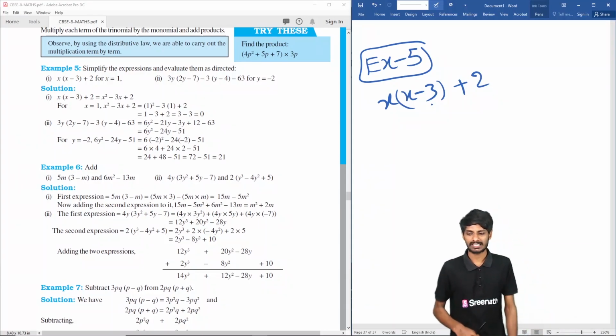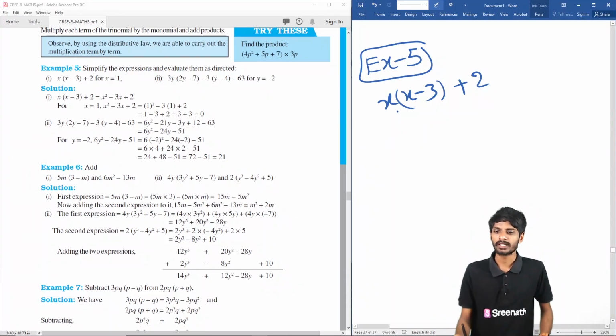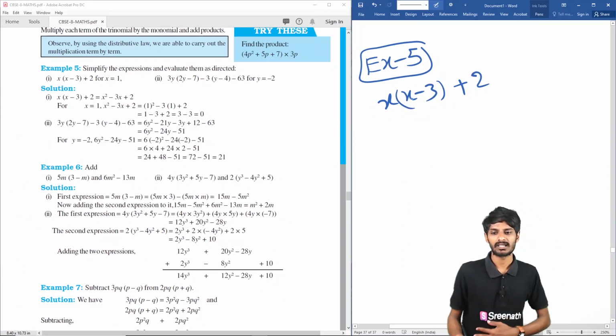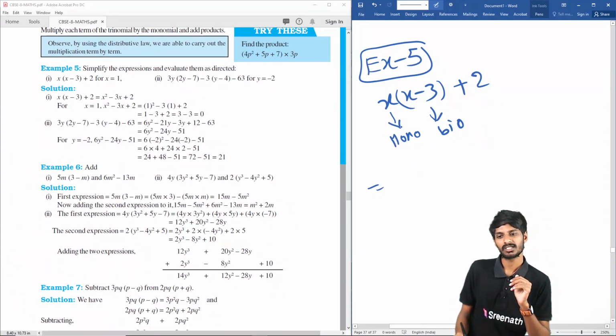So how to do this task, students? By simply doing x into x minus 3 is there. How will we do this task? We are going to simplify it. So there is a multiplication of it. This is the monomial and it is the binomial. So multiplication of a monomial by a binomial means multiply the monomial with every term of the binomial.